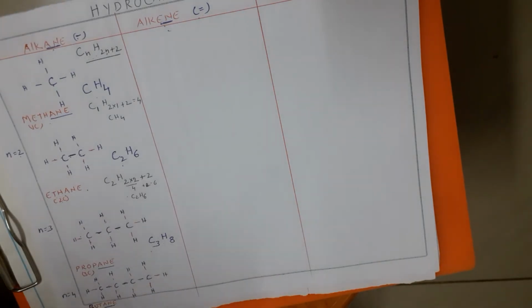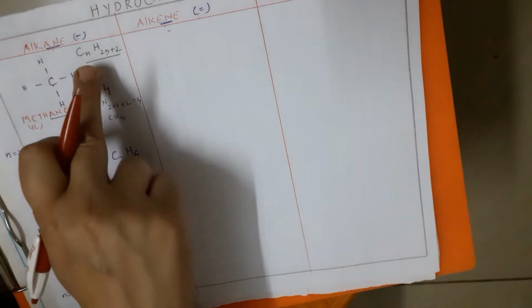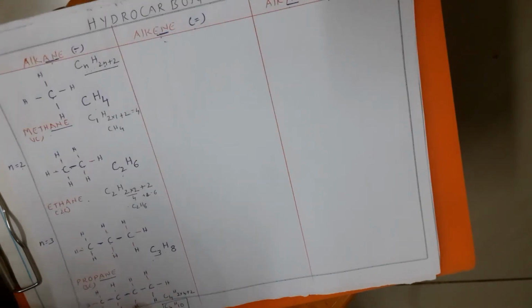Now let us derive the formula. Rather than counting, let us first derive the formula from the general formula. What is the general formula? CnH2n+2. So Cn is how much here? 4. H how much, children? 2 into 4 plus 2. That is equal to how much? C4, 2 4s are 8, 8 plus 2, 10. C4H10.